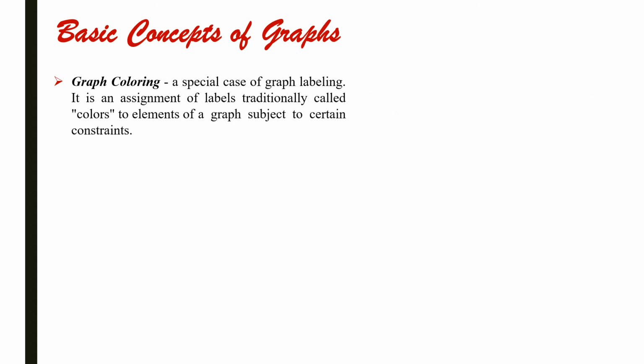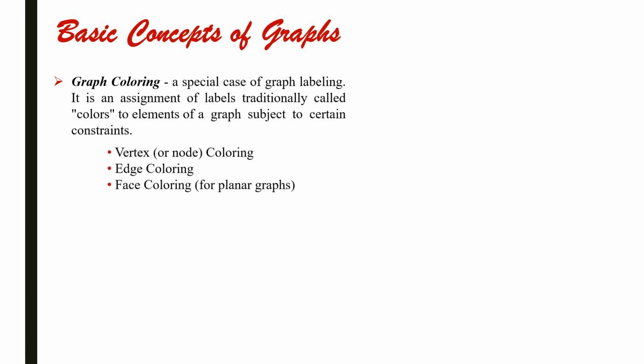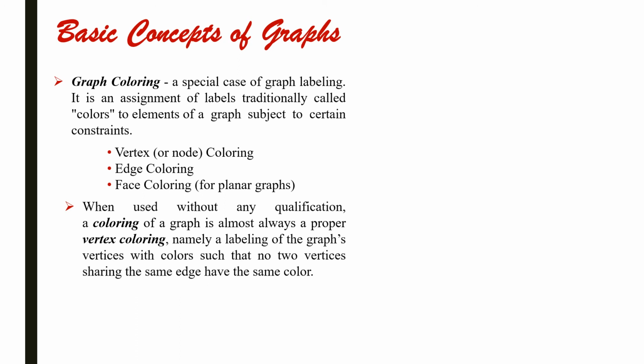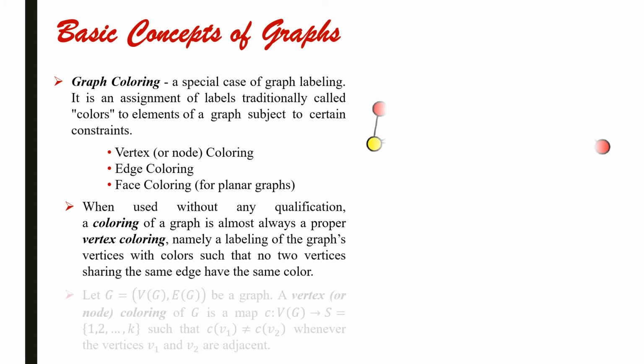A special case of graph labeling where there is an assignment of labels called colors to elements of a graph subject to certain constraints is called graph coloring. There are three types of coloring in graphs, namely vertex coloring, edge coloring, and, for planar graphs, face coloring. When used without any qualification, a coloring of a graph is almost always a proper vertex coloring, namely a labeling of the graph's vertices with colors such that no two vertices sharing the same edge have the same color.